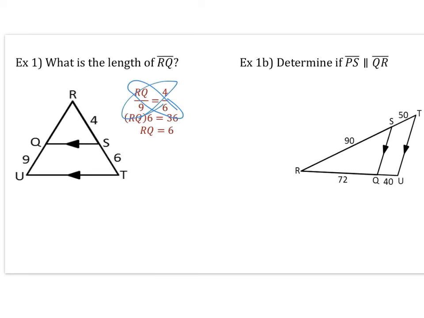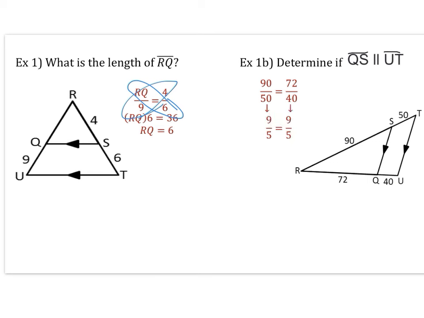We want to determine if segment QS is parallel to segment UT. So in order to do that, we've got to see if our side segments are proportional. So start by setting up a proportion. We have 90 divided by 50 equal to 72 divided by 40.